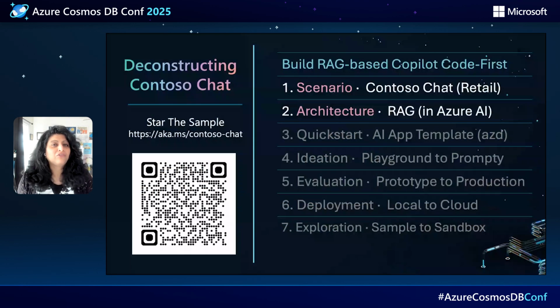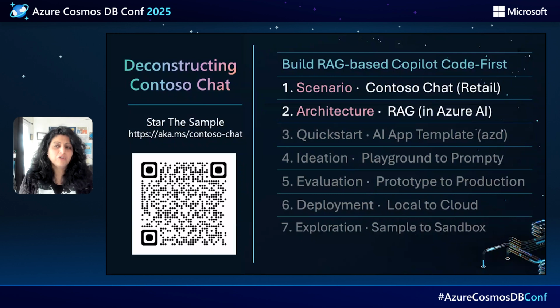Now, this is a shortened form of a talk that we've been taking out on the AI Tour as a 75-minute workshop and skilled thousands of developers. And we did it by deconstructing Contoso Chat. If you have a second, go check out the QR code or the URL, start the sample or fork it, and go check it out after this talk and see if you can explore it by yourself.